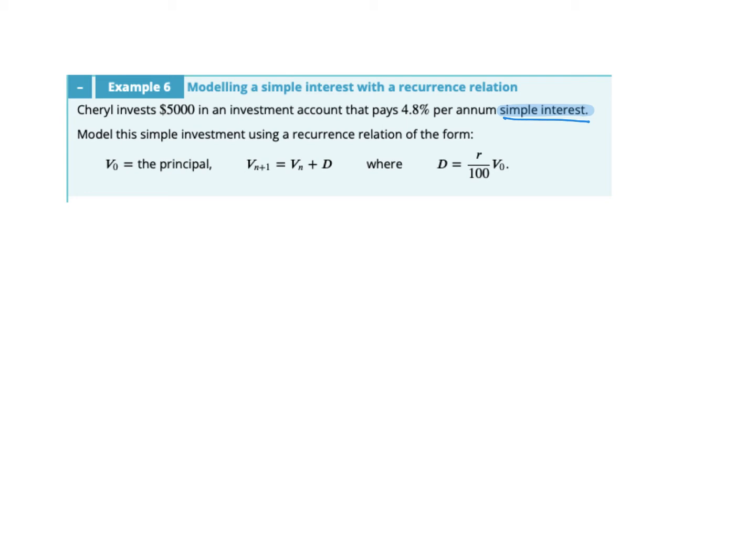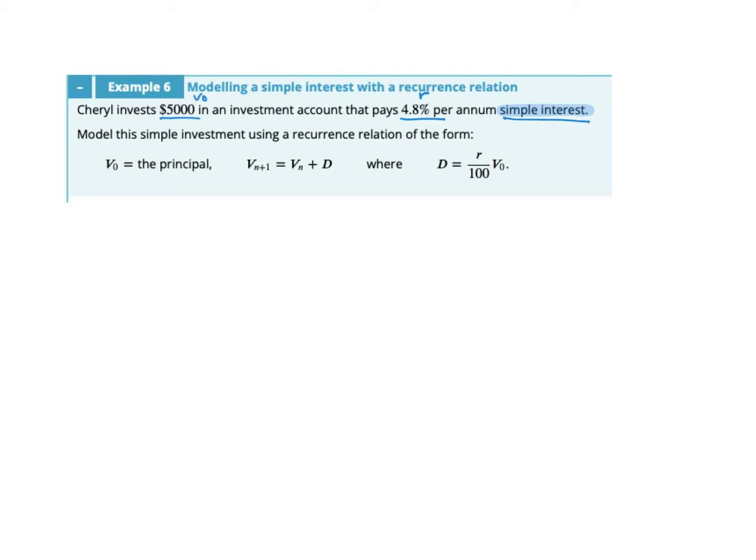And when you go through, so when you see Cheryl invests $5,000, I like to put V0 above it, so then it'll help me. I know that's what that is. And then I see the 4.8% per annum, I'm going to put the little R because that's what we normally indicate.